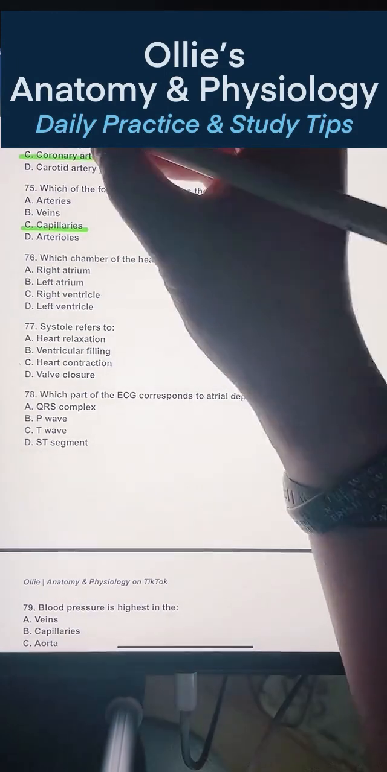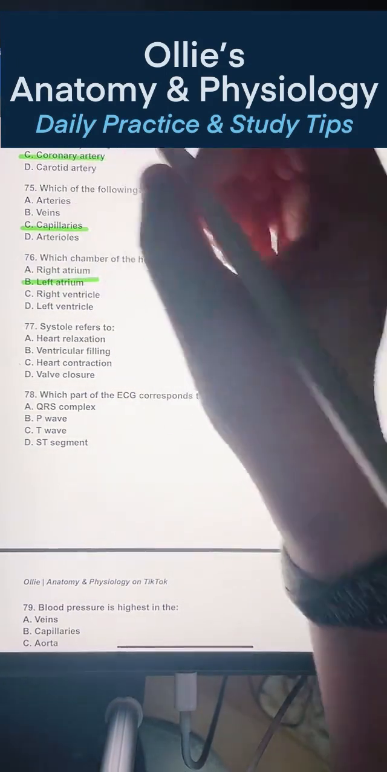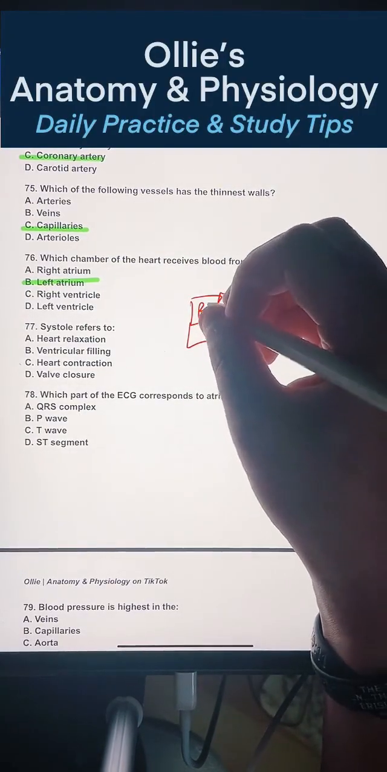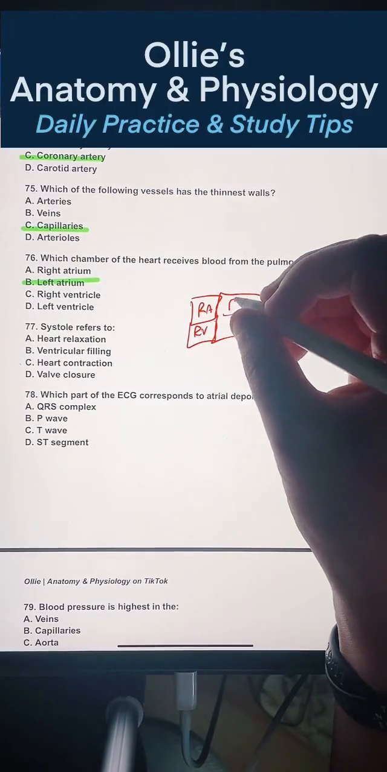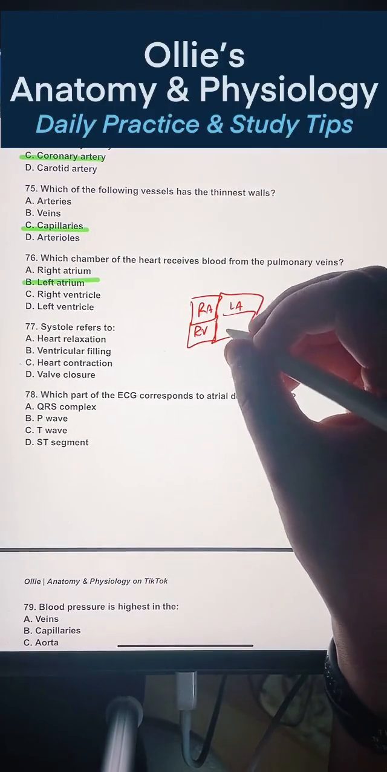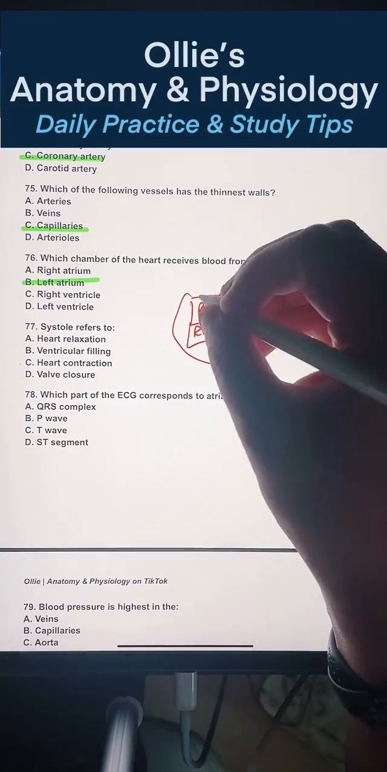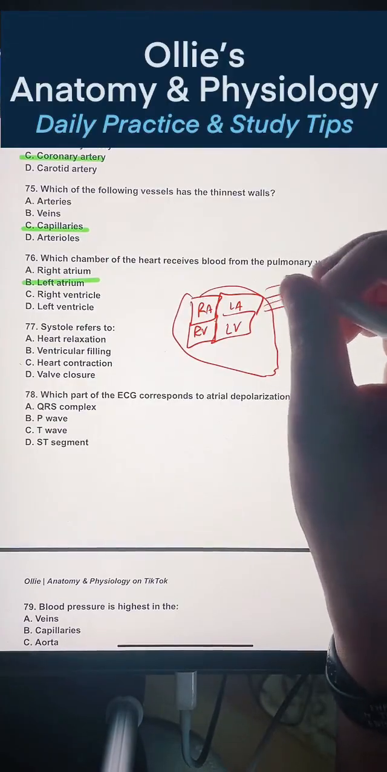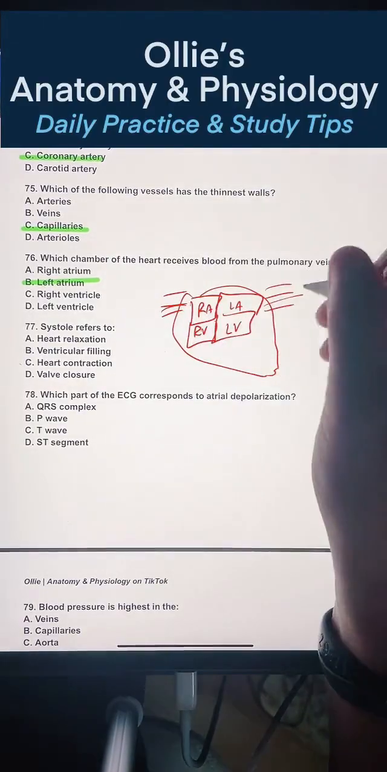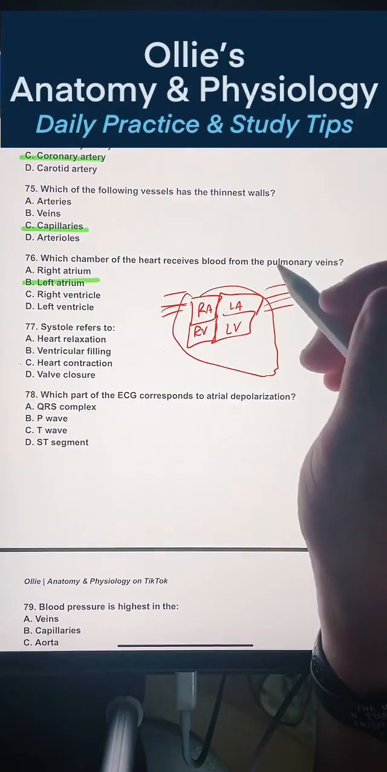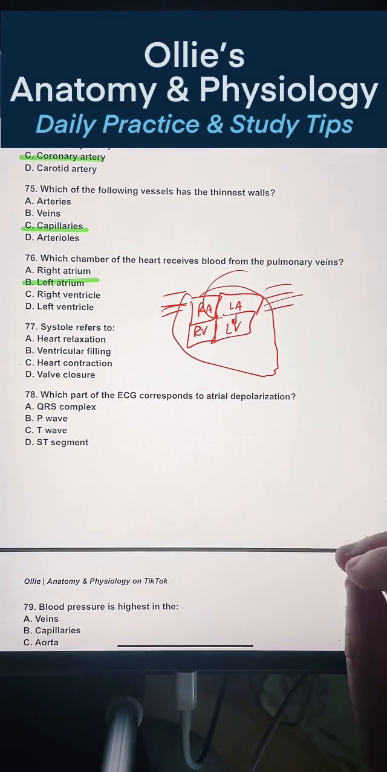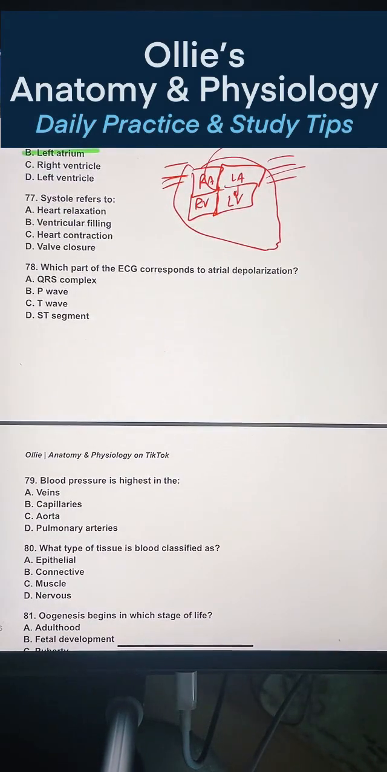76. The answer is the left atrium. Remember, this is how I always draw the heart out. So we have our right atria, our right ventricle, left atria, left ventricle, and then I draw my really crappy heart, the apex here. The pulmonary veins are going to return blood from the lungs, it would be oxygenated, then to the left ventricle, and then out to the rest of the body. Number 77, systole is going to refer to what?